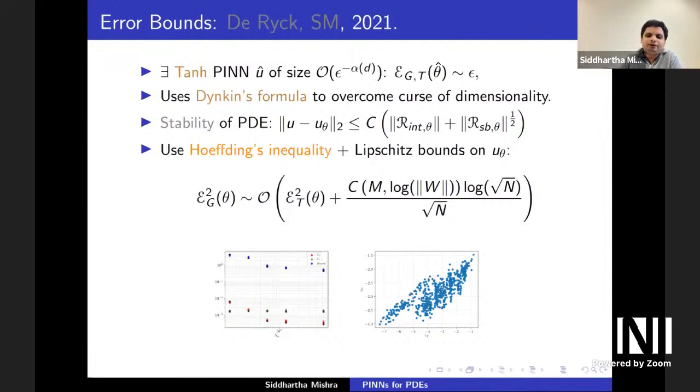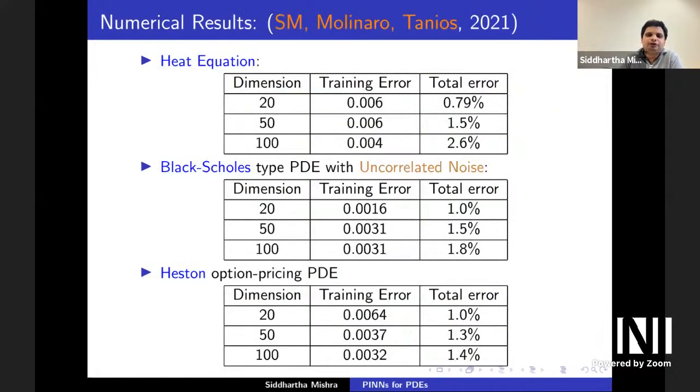So here's an example. You can illustrate this computationally. You can solve the 100-dimensional heat equation, the 100-dimensional Black-Scholes equation, and 100-dimensional Heston PDEs, all with small errors and without any supervised learning at all. So no representation formulas are necessary. This was more of a toy example, a linear PDE.